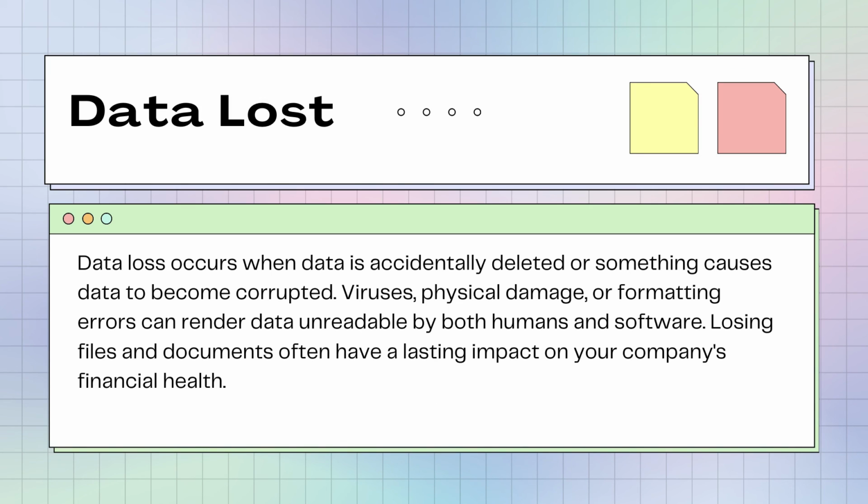Lastly is data loss. Data loss occurs when data is accidentally deleted or something causes data to become corrupted. Viruses, physical damage, or formatting errors can render data unreadable by both humans and software. Losing files and documents often has a lasting impact on your company's financial health.